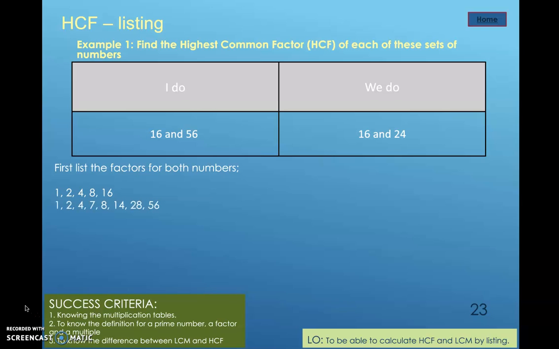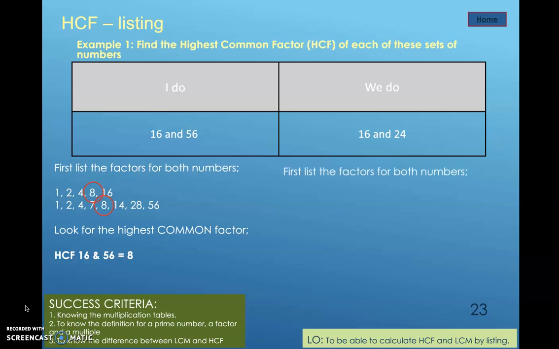So what two numbers times together to give us 16? There we go. What two numbers can we times together to get 56? We have all the pairs in that list. So now we look for the highest common factor. As we can see, the highest shared factor in both lists is 8.